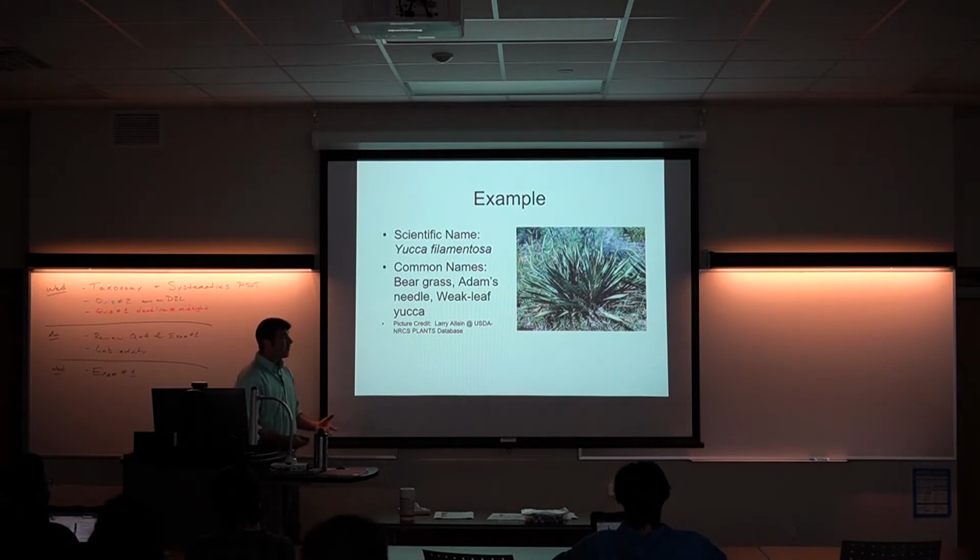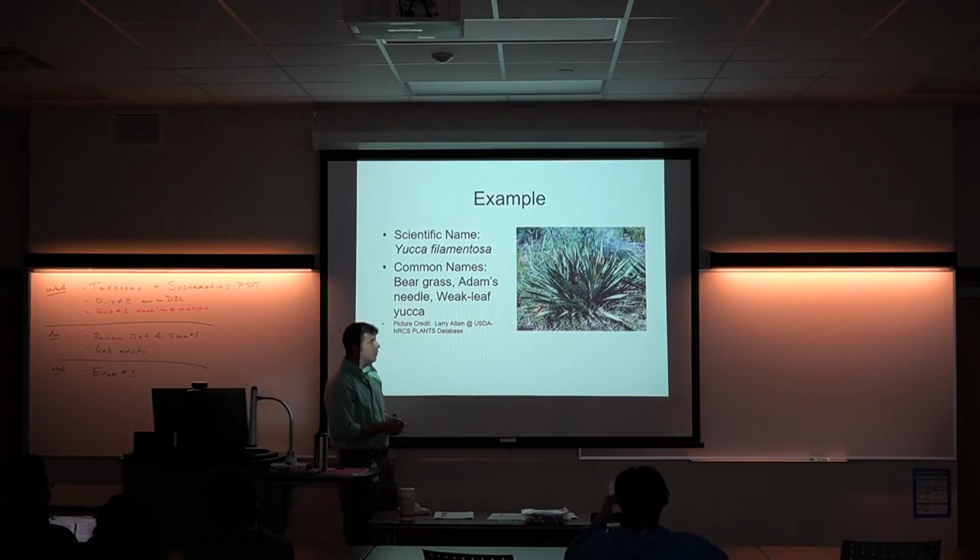But the scientific name is Yucca filamentosa. You can see the genus and species name. There's a couple of other things that are notable, that genus and species name is italicized. The second part there, the specific epithet, is descriptive of the organism. In this case, you can see these tiny little filaments that are peeling away from the edges of the leaves.